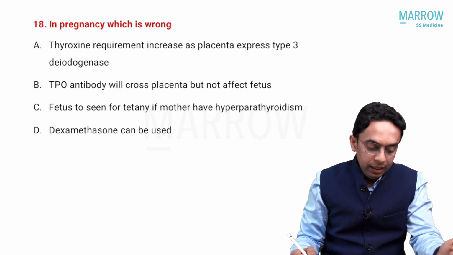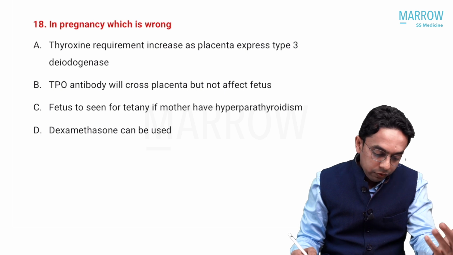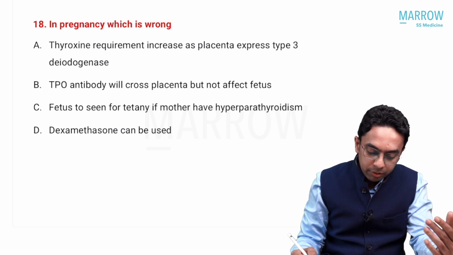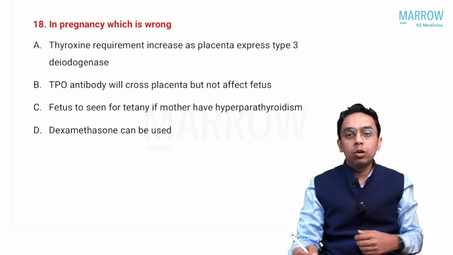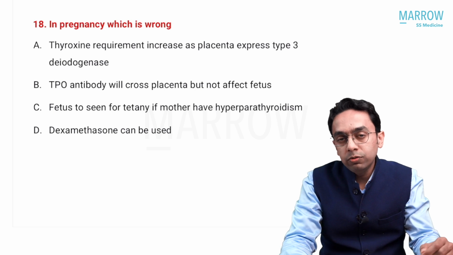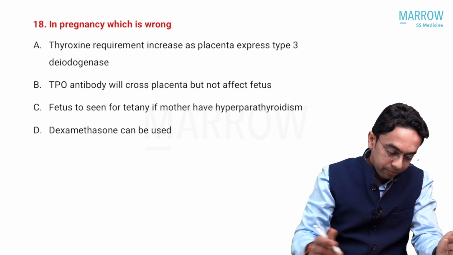Coming to question number 18, in pregnancy, which of the following is wrong? First option, thyroxine requirement increases as the placenta expresses type 3 deiodinase. TPO antibody will cross the placenta but not affect the fetus. Fetus to be seen for tetany if the mother has hyperparathyroidism, and dexamethasone cannot be used in pregnancy. We need the exact words for a correct answer, because I'll tell you why it is controversial here.